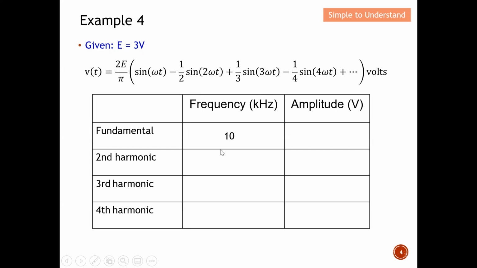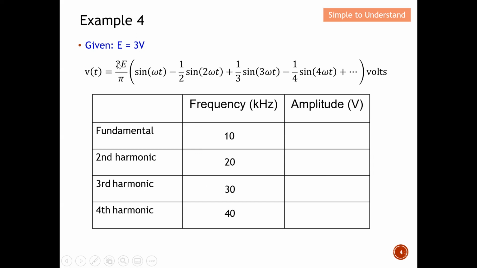And from here, we can compute the harmonic frequency. The second harmonic has a frequency of 20 kilohertz. The third harmonic is 3 times 10, which is 30 kilohertz. Likewise for the fourth harmonic, which is 4 multiplied by 10, which is 40 kilohertz. So now let's work on the amplitude. For the fundamental frequency, the amplitude is 2E over pi. E is given in the question, which is 3 volt.